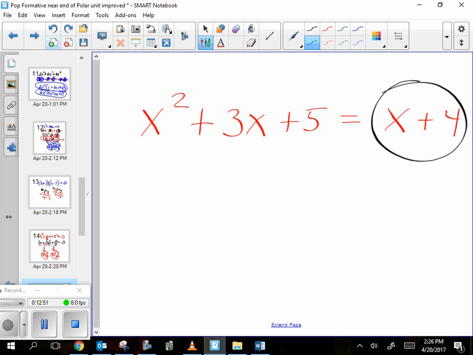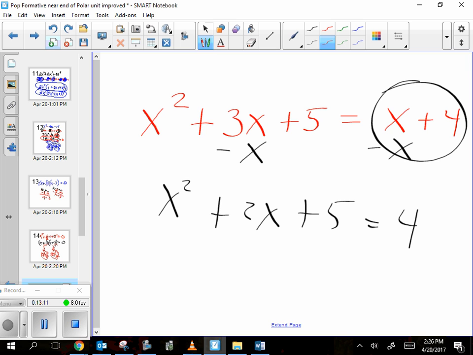It's not that hard. How do I get the x off of there? I subtract x. If I subtract x on this side, I got to subtract x on that side. Now the x is gone, and it equals 4. x squared plus 2x plus 5 equals 4. Now it still doesn't equal 0. How do you make it equal 0? Subtract what? Subtract something, but not that. That's a 4. That's what you should subtract.